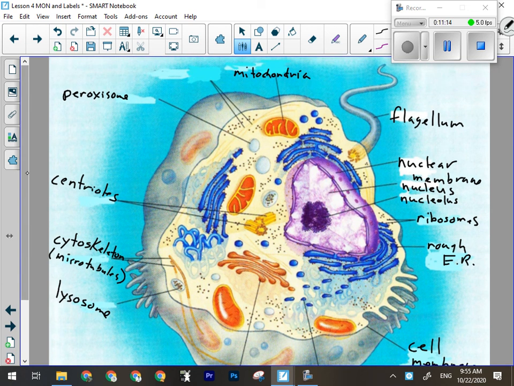All right, and then this is more cytoskeleton here. These are microfilaments or microfibers. Okay, they're thinner and smaller than the microtubules you saw here. So those are also cytoskeleton.